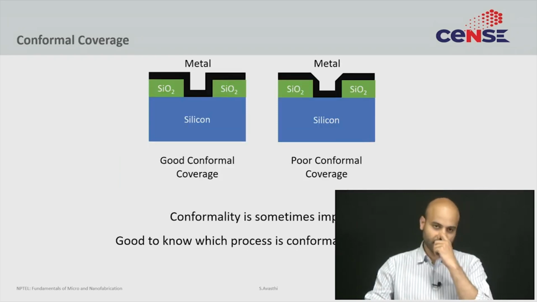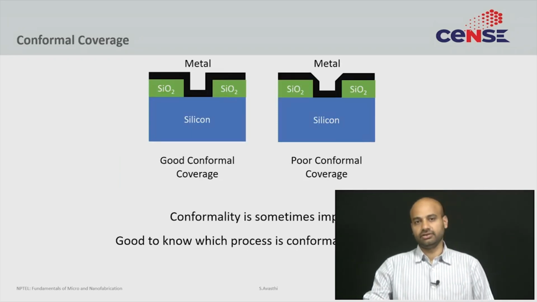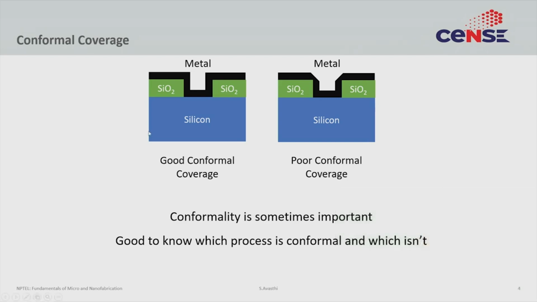The second concept is conformality. Conformality means that you follow the underlying topology. This is best explained by a figure again. So, here is a silicon. Supposing you have silicon dioxide on top and that silicon dioxide is patterned, and now you are going to deposit metal on top. Now that metal can have a conformal coverage, and conformal coverage basically maintains the thickness no matter what the underlying topology is. So, the thickness is consistent across this whole topology.